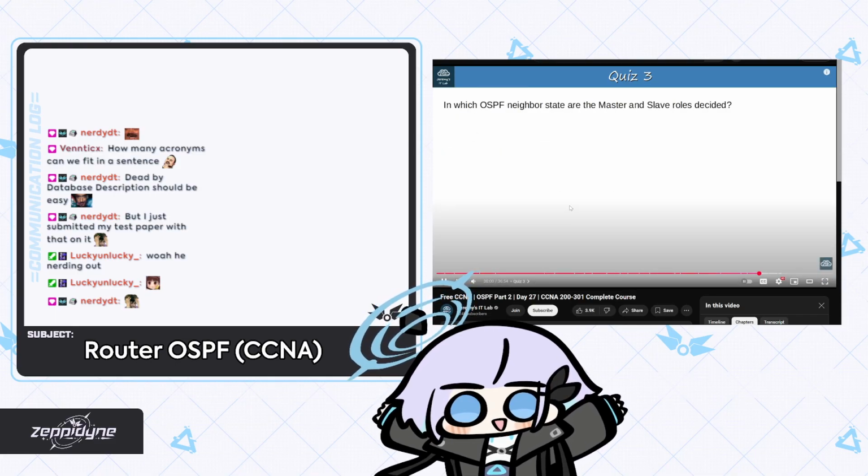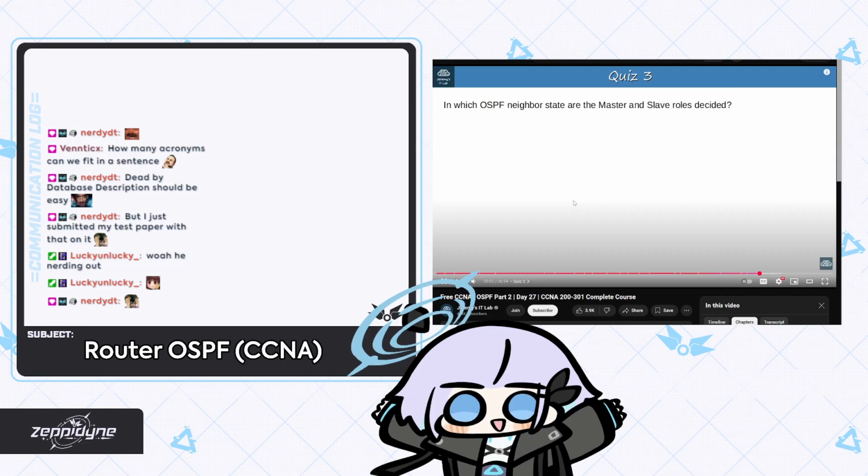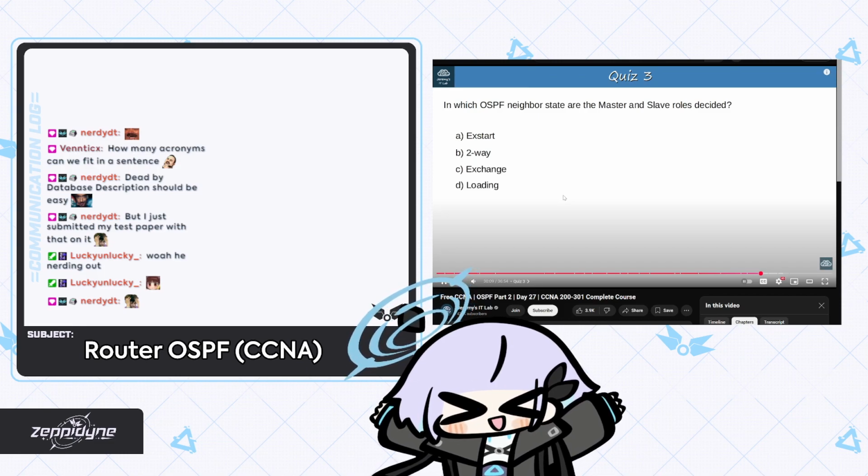In which OSPF neighbor state are the master and slave roles decided? A. Xstart. B. Two-way. C. Exchange. Or D. Loading. It's either two-way or Xstart. Pause the video to think about the answer.